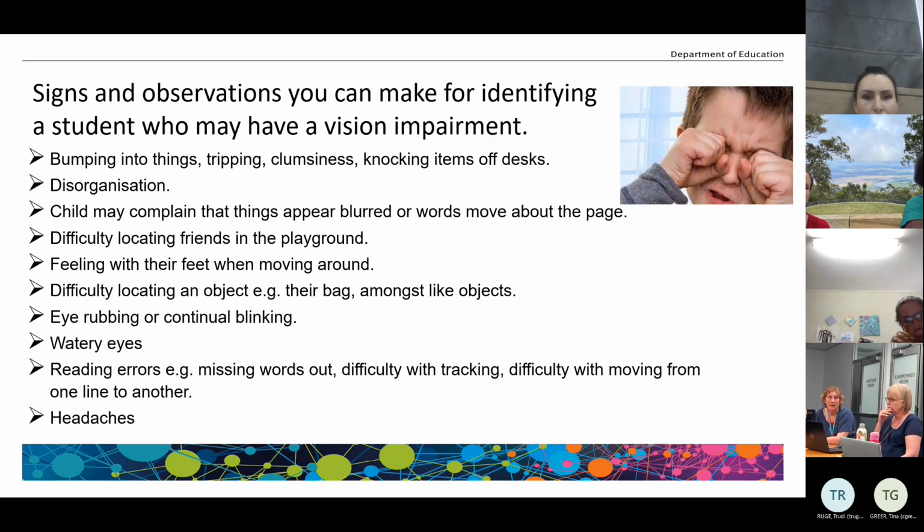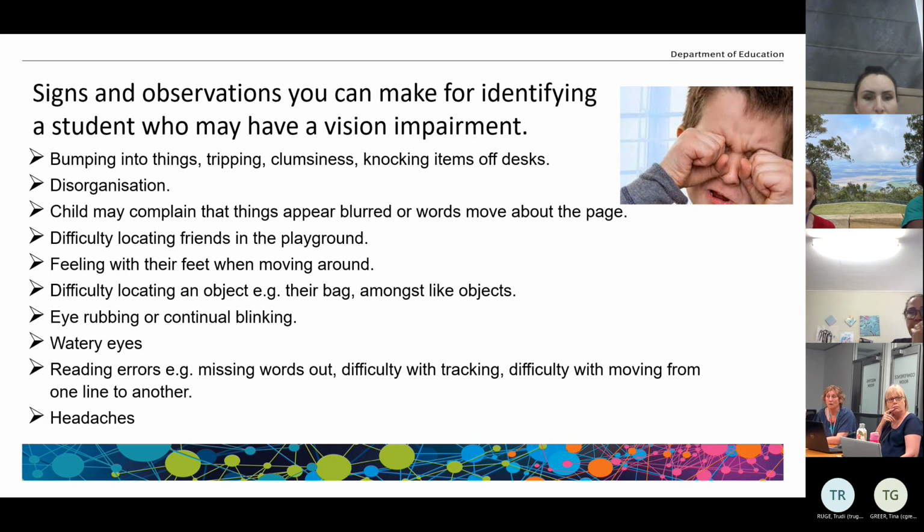More signs is bumping into things, tripping, clumsiness, knocking items off desks, disorientation. The child may complain that things appear blurred or words move about the page. Difficulty locating friends in the playground.